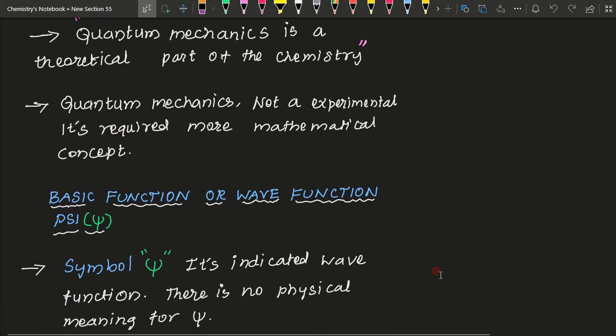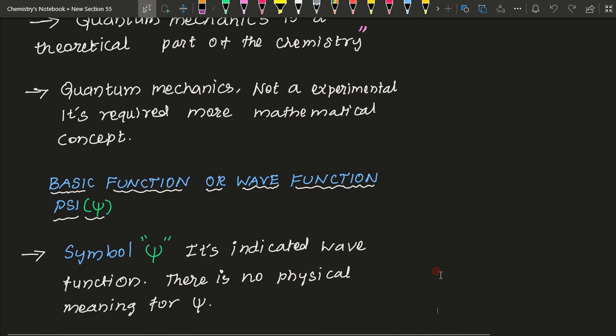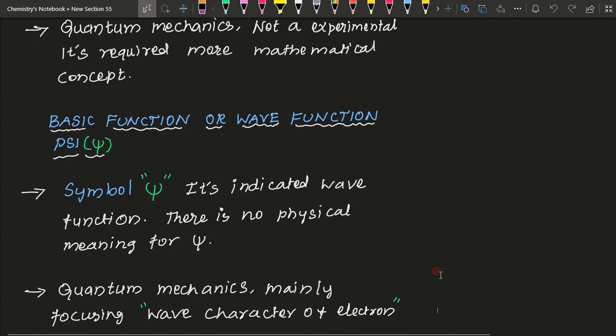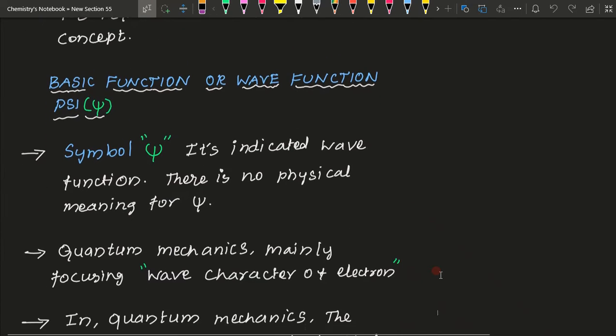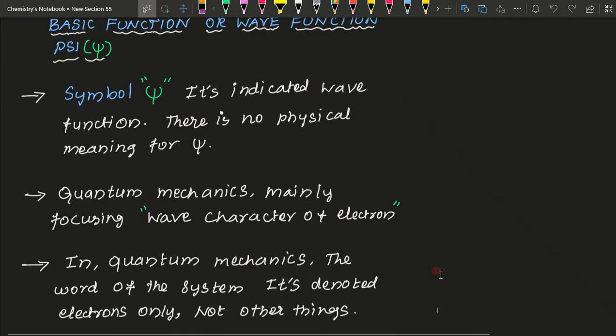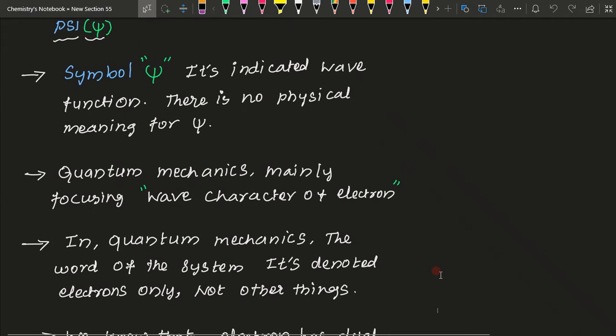Next, the basic function, or wave function, is denoted by the symbol psi. See the symbol psi. Symbol psi indicates the wave function. There is no physical meaning for psi. Next, quantum mechanics mainly focuses on the wave character of electrons.